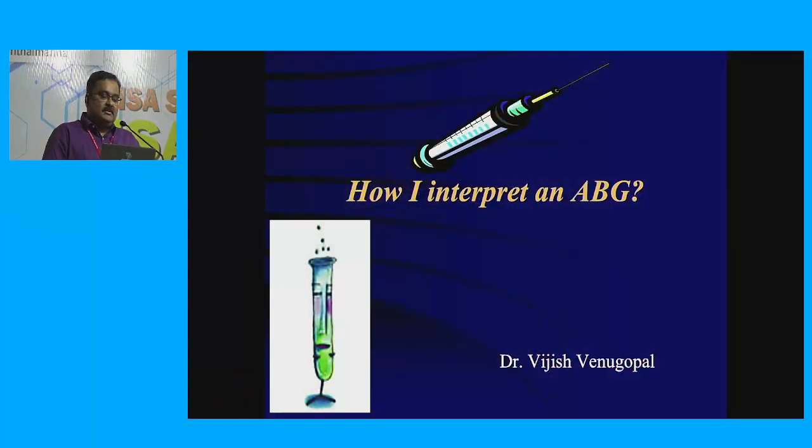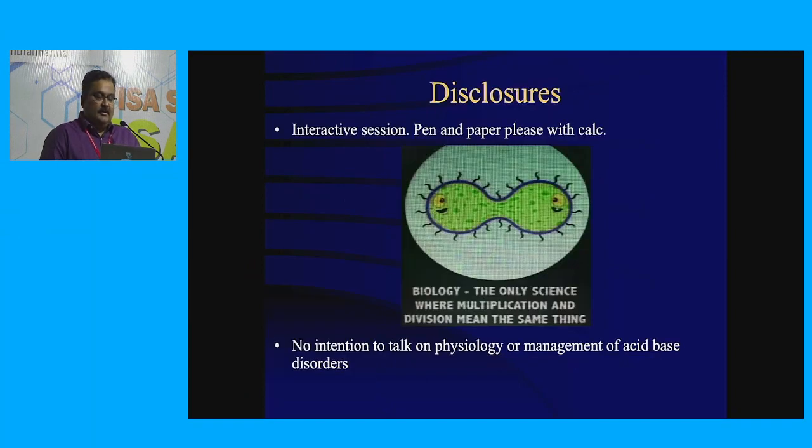We'll see how we can interpret an ABG. So this is going to be an interactive session. All of you can take a pen, paper, and since we are weak in mathematics, you can use the calculator. I would like to confess that there is no intention to talk on the physiology or management of acid-base disorders. We are just going to interpret an ABG that you are going to get.